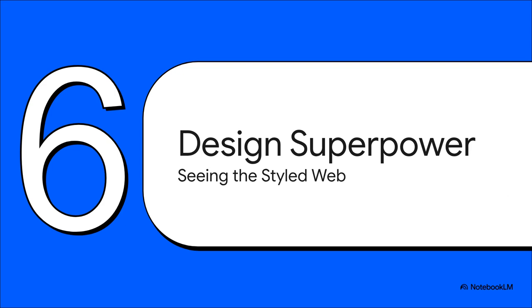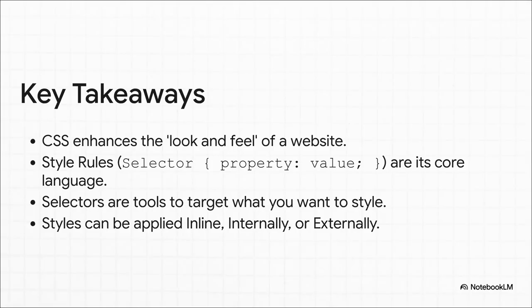In just a few minutes, you've learned the fundamental secret behind what makes the web look the way it does. You seriously have a new superpower now, the ability to see not just the structure, but the style behind it. So let's wrap this all up. We learned that CSS is the stylist that separates a website's structure from its presentation. Its core language is a simple rule made up of a selector and a declaration. It uses a powerful toolkit of selectors to target anything on the page, and you can organize those rules in a few different ways, depending on what you're trying to do.